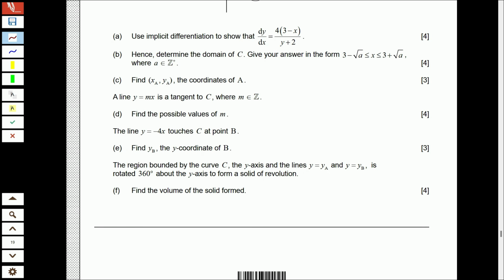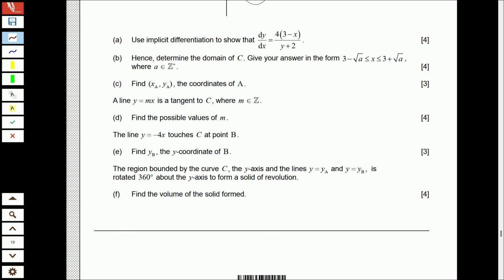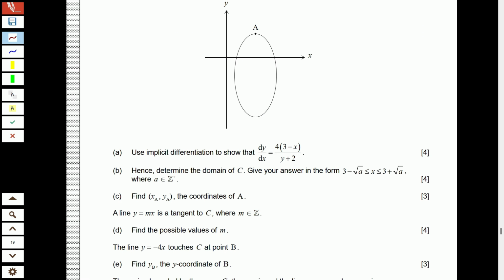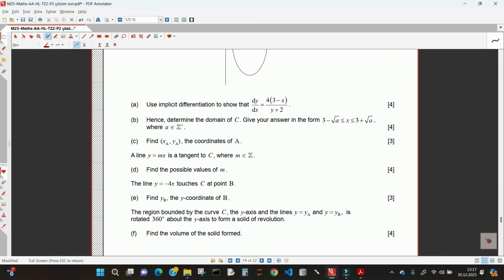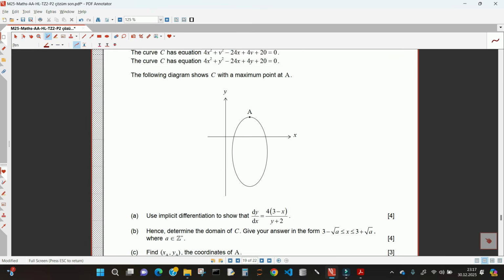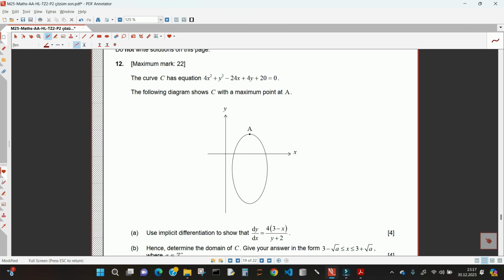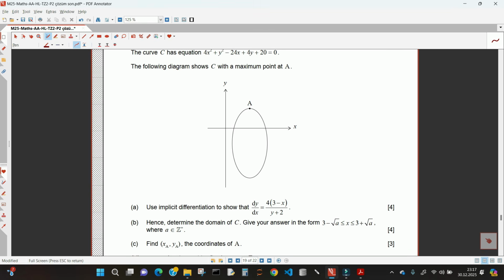At the second question, it asks: hence determine the domain of C. Give your answer in the form like this. So we can think in two different ways about this question. The first one is the easy one. I know that the domain, which gives us the x values, will be in this range.